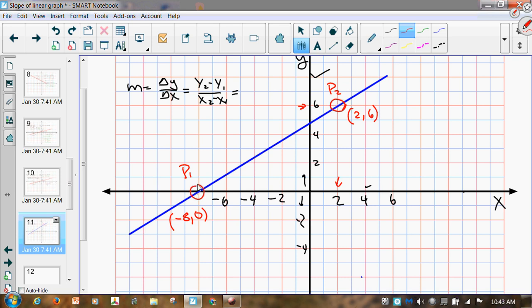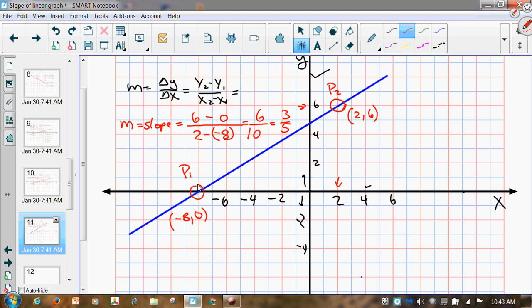Go back over here to the slope calculation, and we have m equals slope equals, okay, so our y value for point 2 over here is 6, and our y1 value is 0, and for x we have a value of 2 minus -8 down here, so that gives us 6 divided by 2 plus 8, which is 10, and we can reduce that to 3/5. Remember, this is a positive slope, going uphill from left to right.